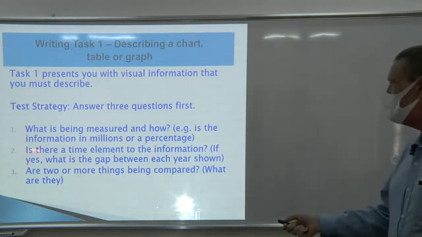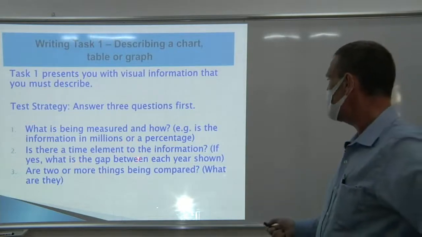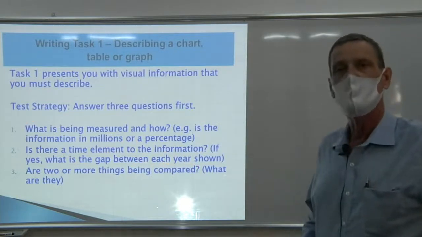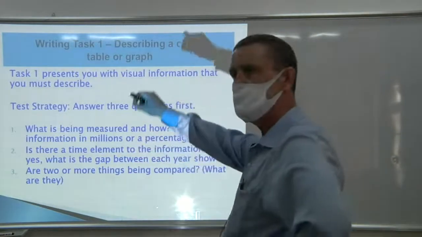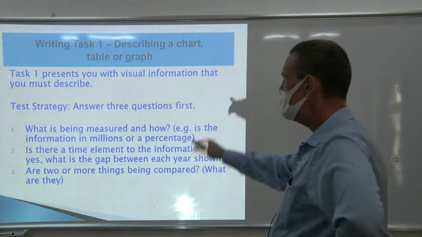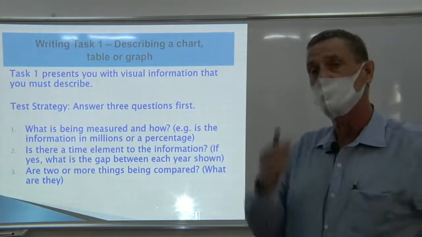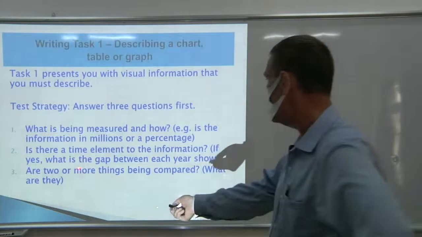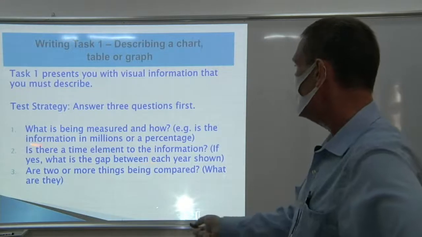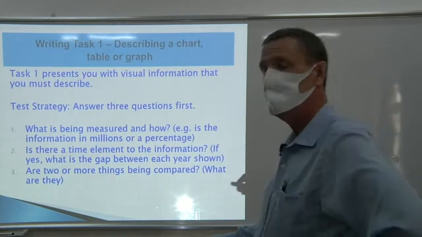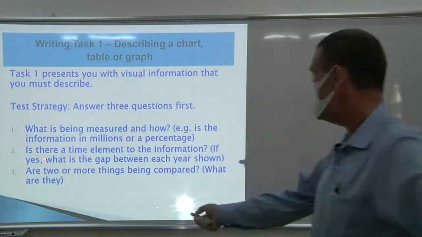Also very important, is there a time element to the information? If yes, what is the gap between each year shown? So we've done enough work now to where some of these graphs are continuous, there's no stops, and then a lot of the bar charts go from maybe 10 years, 20 years, 30 years different. It might have information at the bottom, 1960, 1980, 2000. This is also important when you're deciding what verb tenses you're going to use in your answer. So we need to identify that.